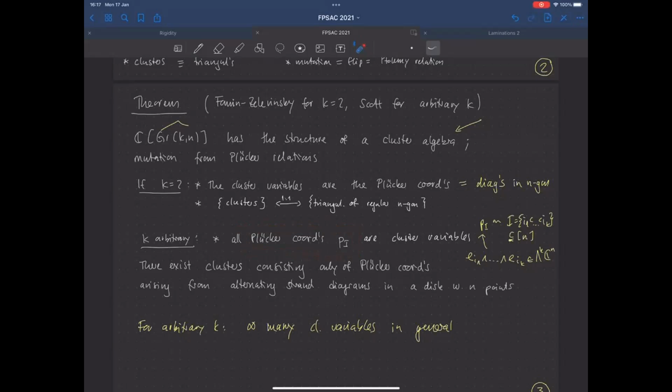So this is never going to be everything, but there are nice ones, and they tell us a lot about the cluster algebra structure or the cluster category structure, as we will see later.